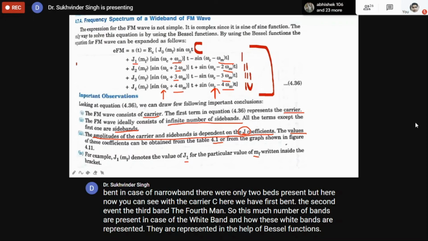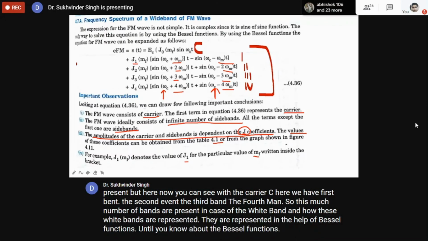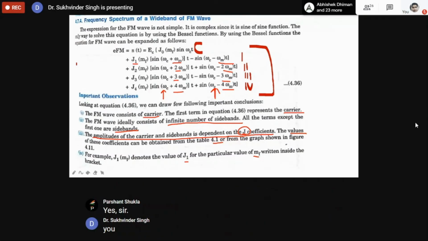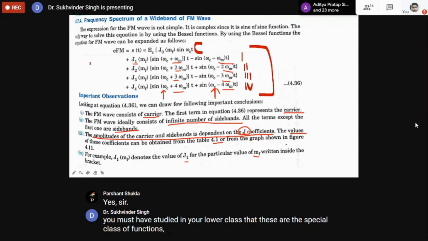Do you know about the Bessel functions? Hello? Hello? Yes, sir. You must have studied in your lower class that these are a special class of functions which have some fixed values. Yes or no?